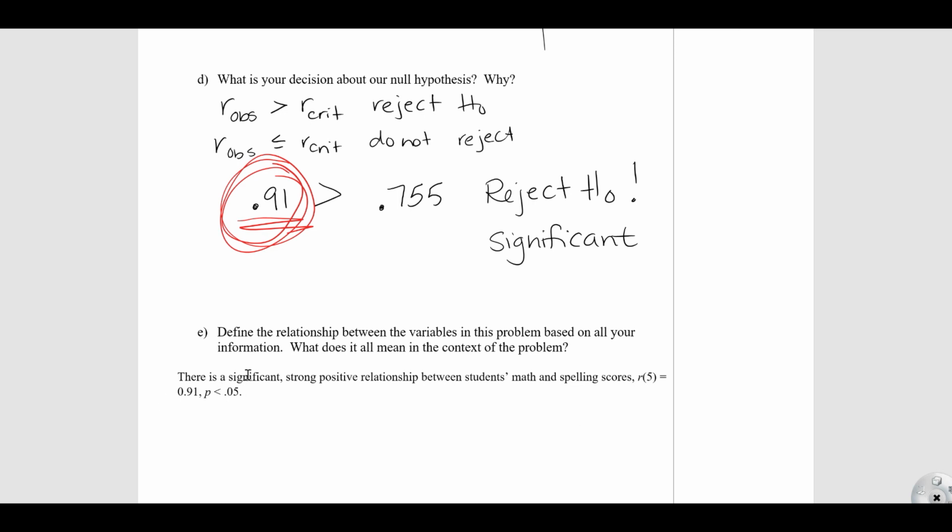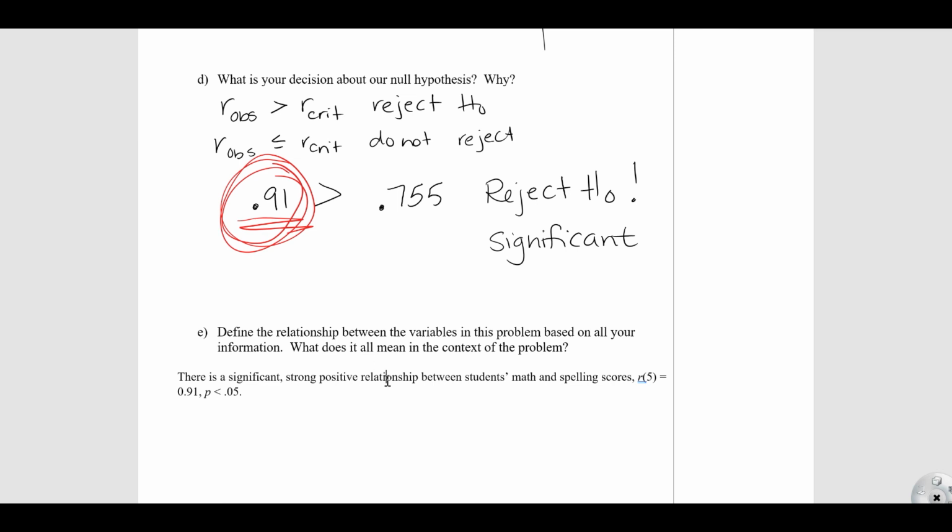So we have that it's significant, and we know this because there's less than a 5% chance of it happening, because our observed value up here was much higher than the critical value. We know it's strong. We're going to get more into this, but we're going to have certain cutoff points to determine what's a weak relationship, what's a moderate relationship, what's a strong one. This happens to be strong. It's very close to 1. This is a strong relationship between them. How do we know it's positive? Well, our answer didn't come out negative, therefore it's positive. So we're saying there's a significant, strong, positive relationship between students' math and spelling scores.